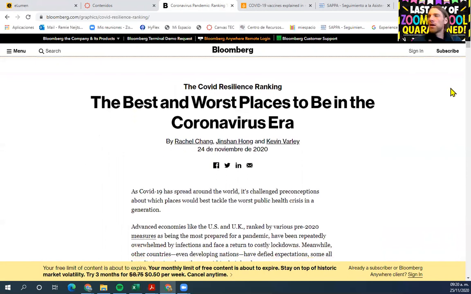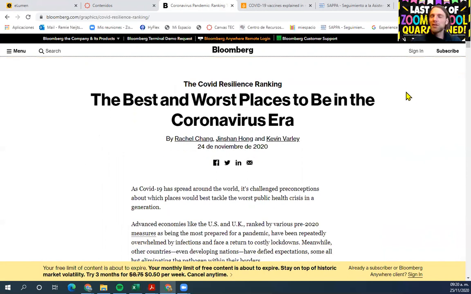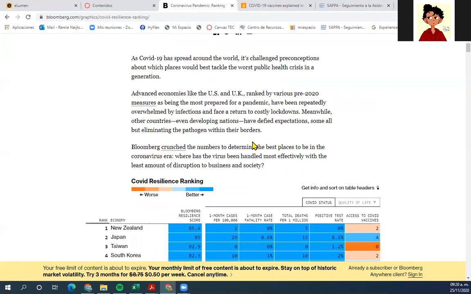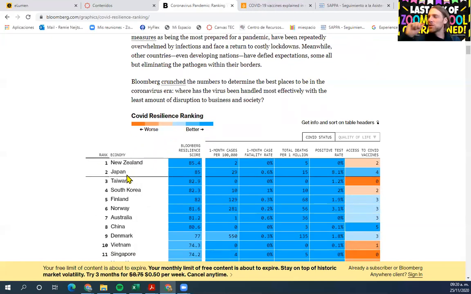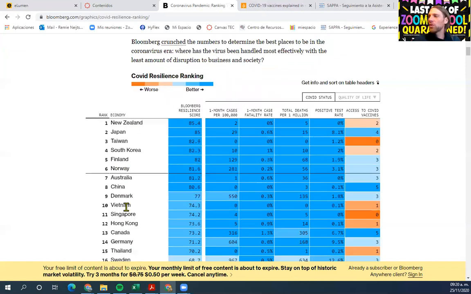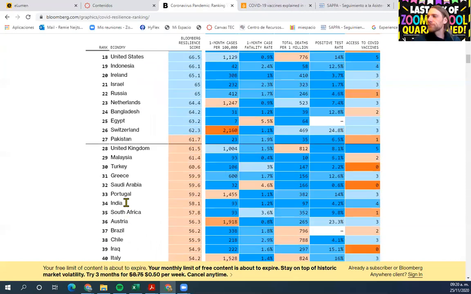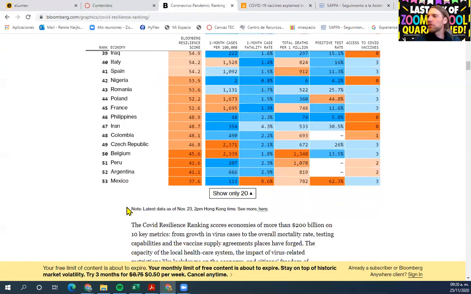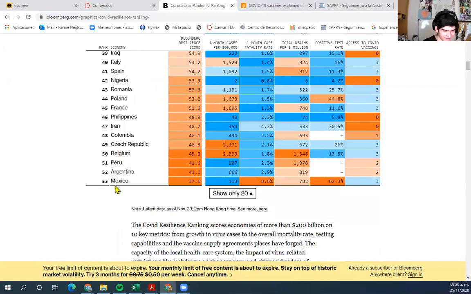Well, this is a very pessimistic article, guys, but it's based on profound research of all the countries that they investigated. Mexico is one of the worst. So New Zealand is the best, Japan is really good, Taiwan is really good, certain countries in Europe are doing really good. But if you look at the bottom of the list, we're both there. It's Belgium and Mexico.